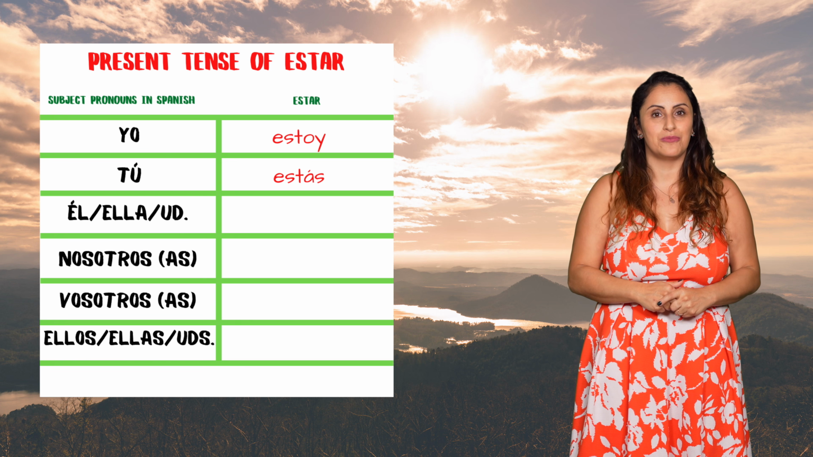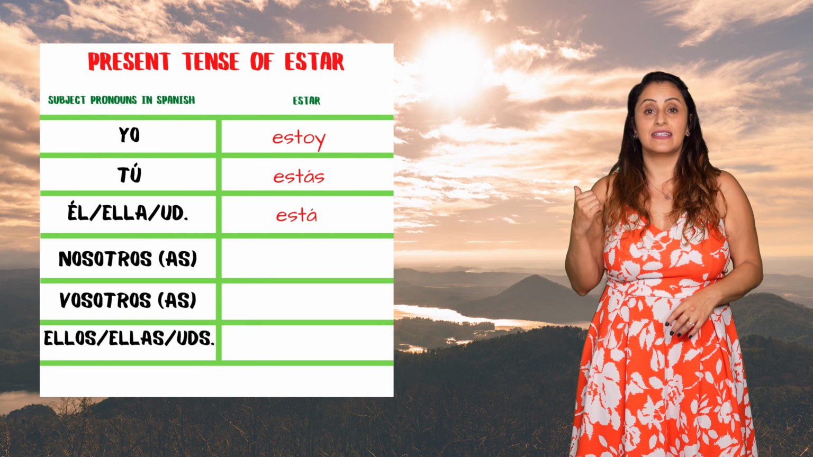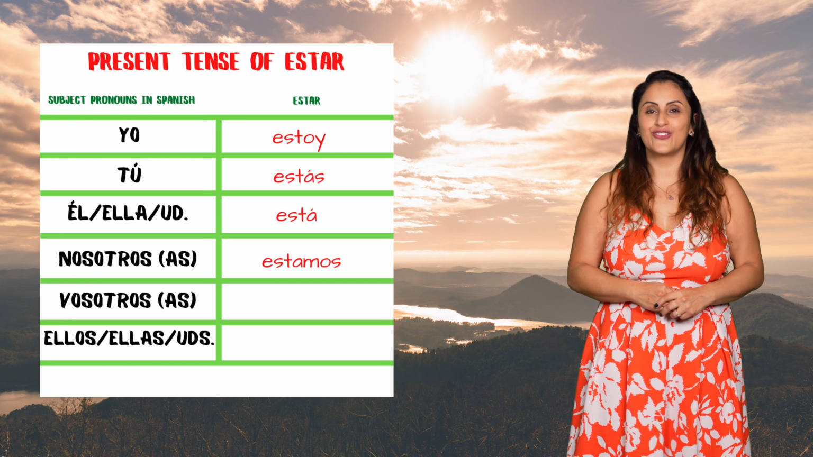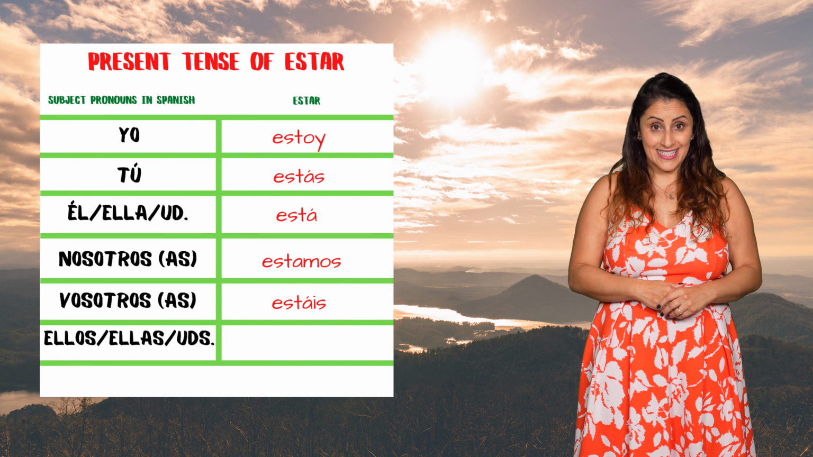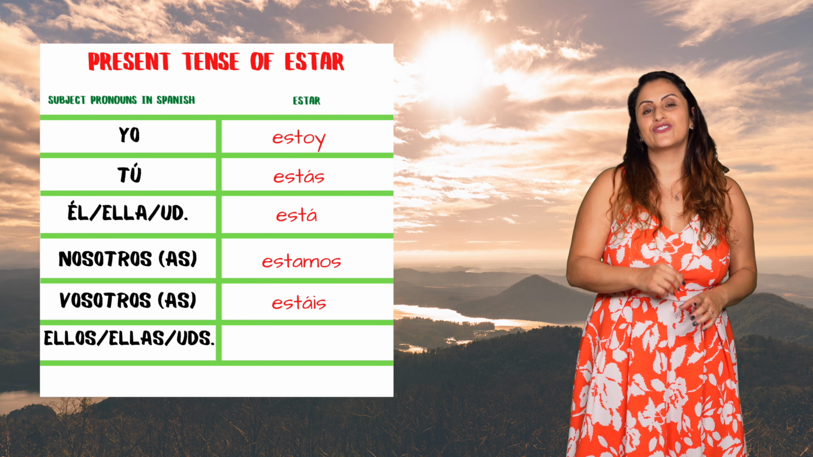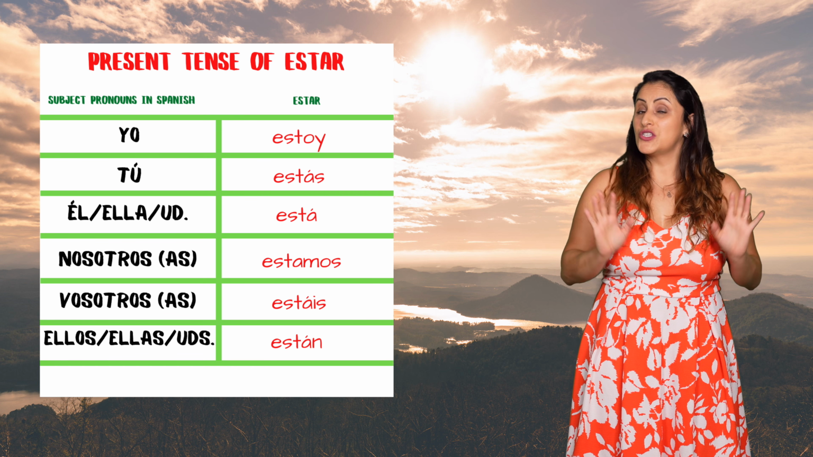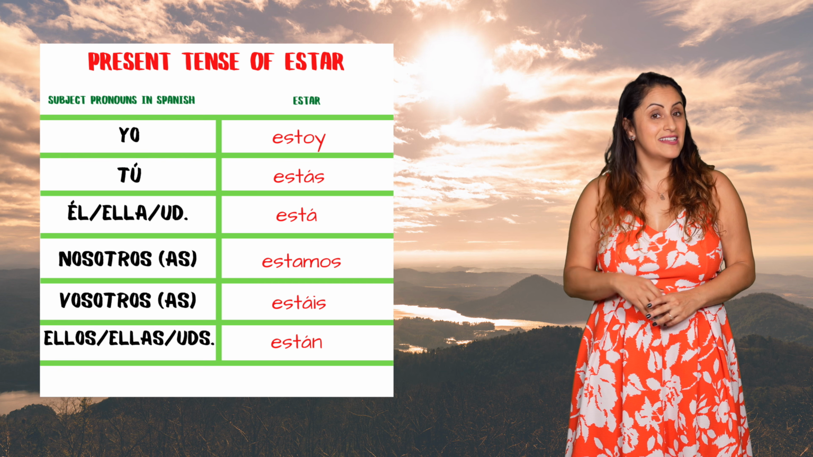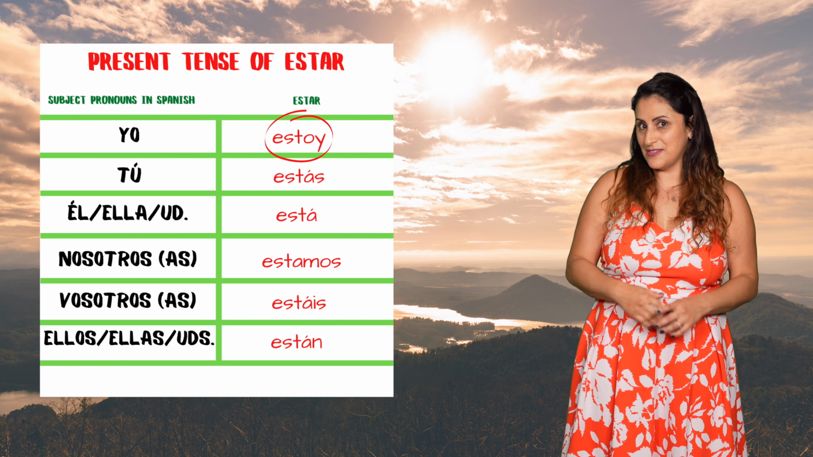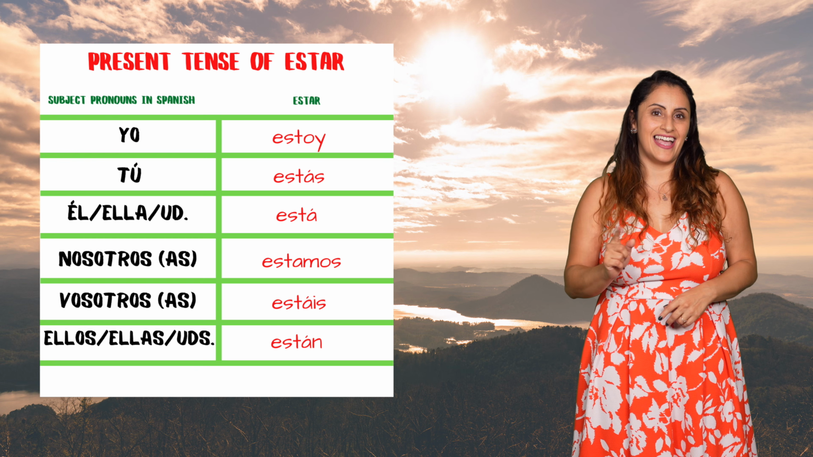That is a non-negotiable. Now, for él, ella, and usted, está. Está with an accent. Nosotros estamos. Nosotros estamos. Vosotros estáis. Vosotros estáis. And ellos, ellas, and ustedes están. Están. So again, if you've already memorized all of those subject pronouns, the only thing you would have to memorize is estoy, estás, está, estamos, estáis, and están.